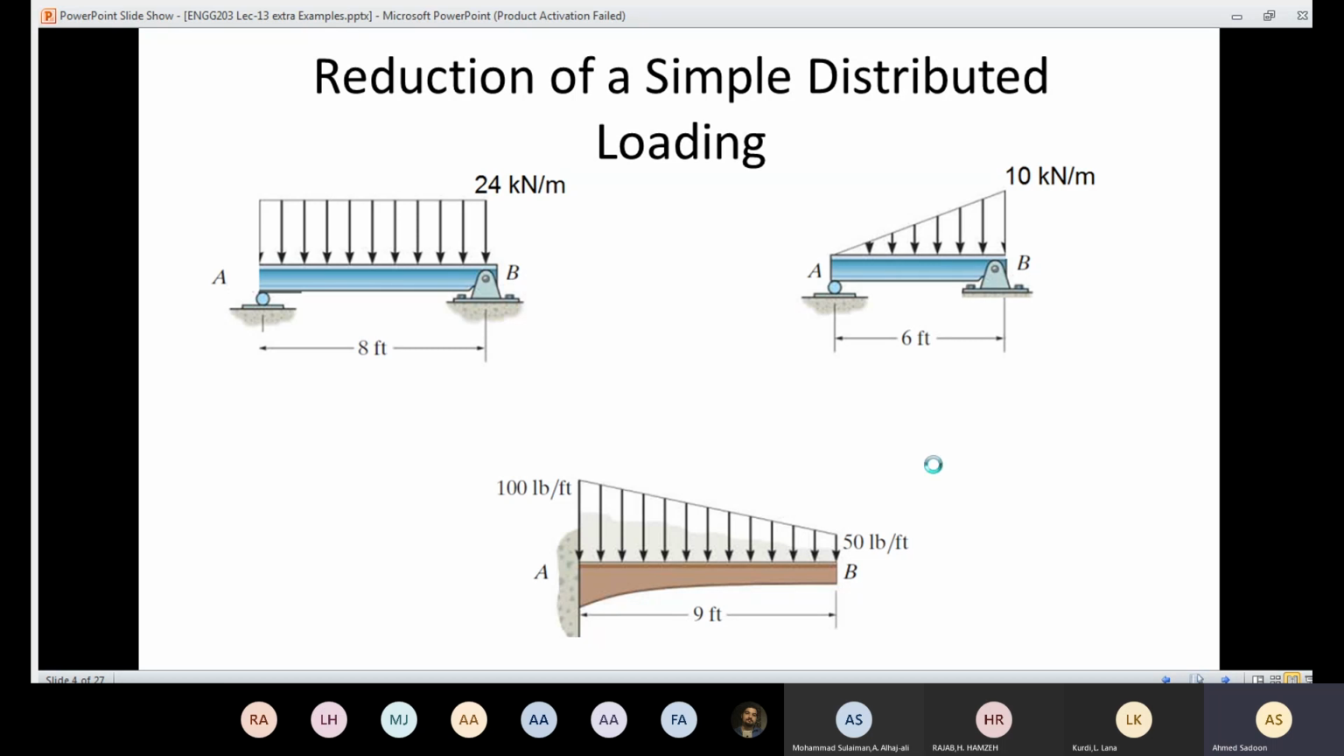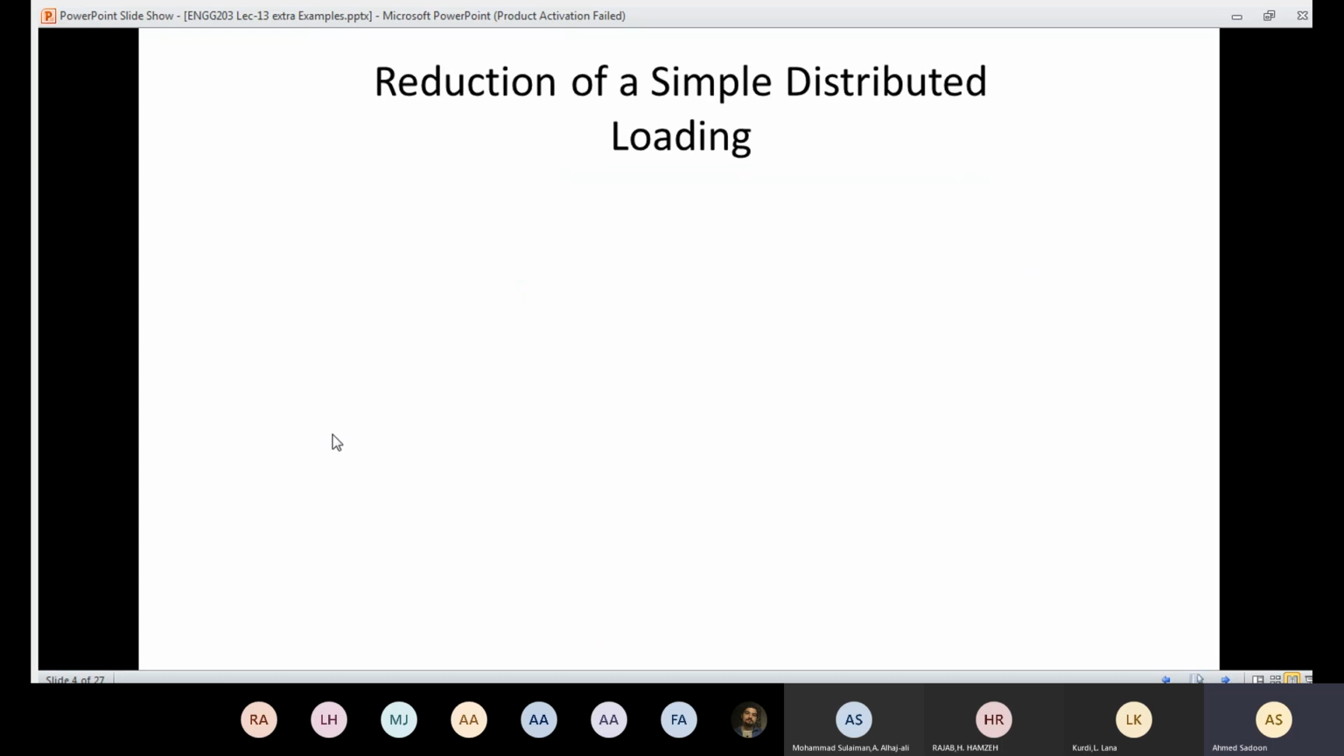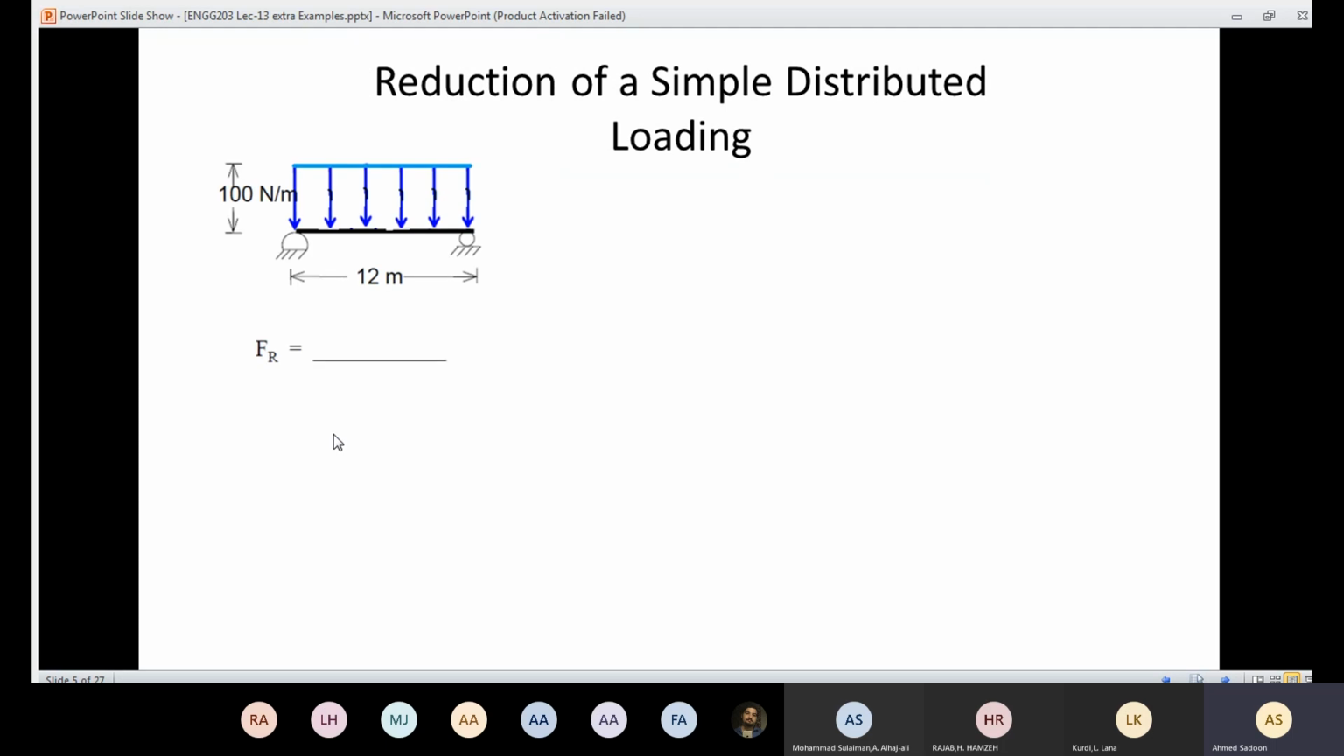So let's see an example. I'm going to give you a rectangular distributed loading, and I want you to evaluate the equivalent resultant force, and also I need to know the location. So like you can see here, we have a rectangular distributed loading like this one. The intensity of the distributed loading is 100 Newton per meter. This represents the height, and here we have the base, which is 12 meters. It's required to calculate FR. We need to get the equivalent resultant force for this system here.